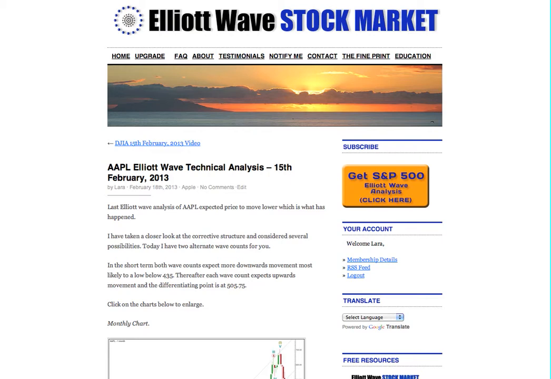I'll keep looking at alternates, but either way, no matter how I look at the structure for Apple, it needs more downwards movement, probably for at least another couple of weeks, if not maybe even a month. I have a couple of different targets, and after this piece of downwards movement is done, how high Apple goes after that for the next upwards trend will differentiate my two wave counts.